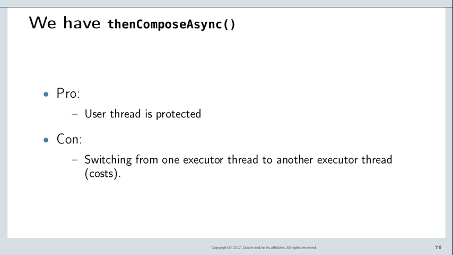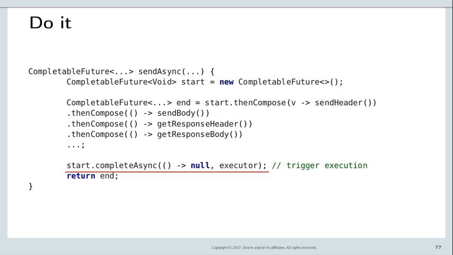Okay, what could we do? We could explicitly specify the executor. And again, in that situation, the user thread will be protected, but it will cause unnecessary switching of tasks from one thread to another. And I suggest using the following example. I make an incomplete future. It's a start. After that, I construct my chain.